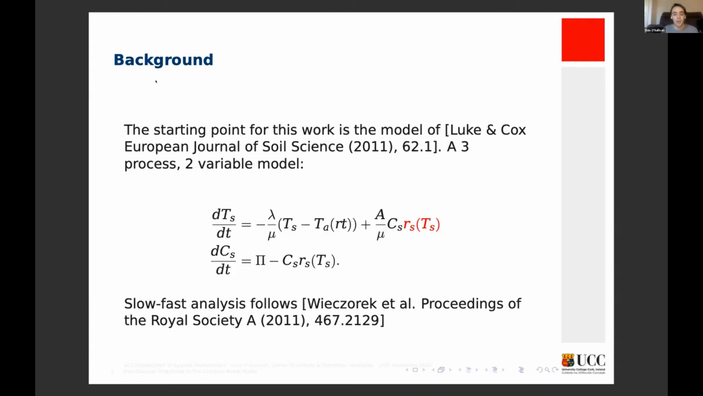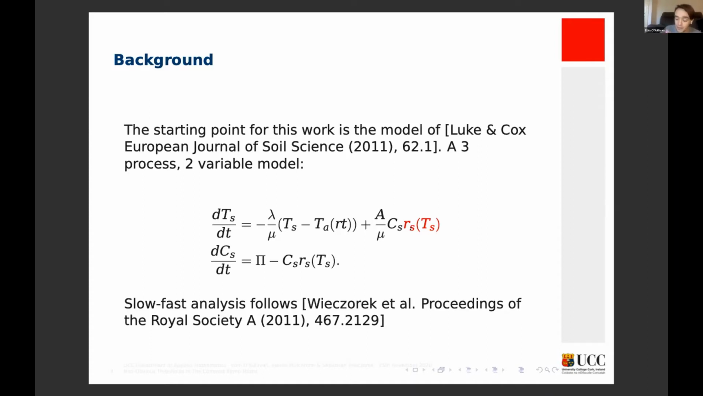I won't go into too much detail of the actual box model, because I think Joe covered the different processes that go on here, only to say that we are looking at a simple 2-parameter model. We've got soil temperature and soil carbon, and we have 3 processes: the equilibration of soil temperature to atmospheric temperature, dependent on alpha; productivity, this parameter pi, which puts carbon into the soil through litter fall and so on; and then this microbial respiration term, which is the starting point for our paper.